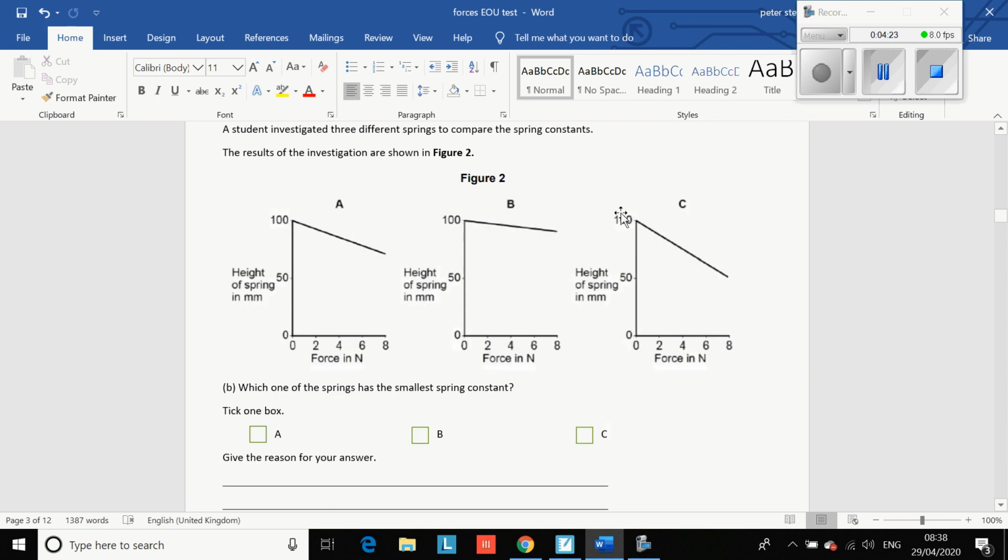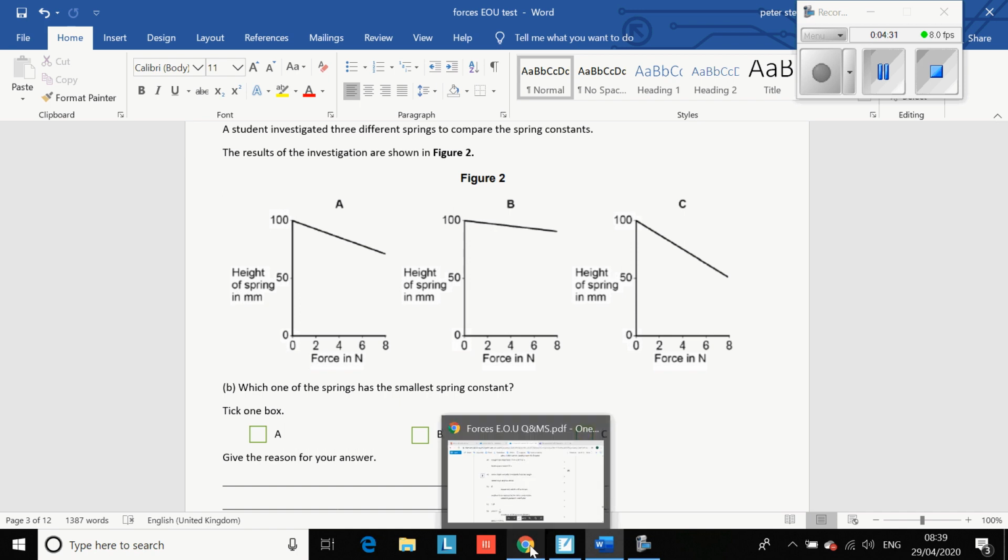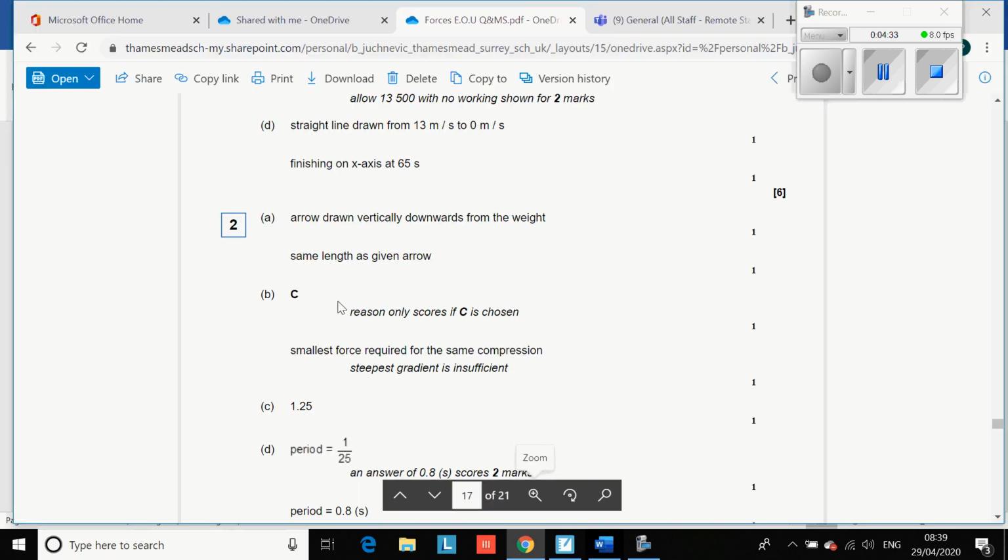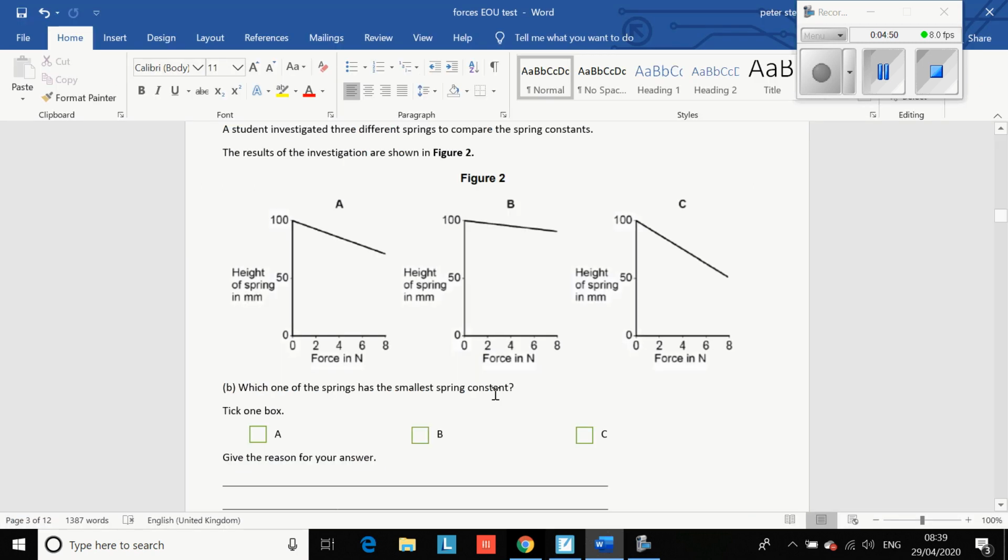See the spring constants, they're all straight line. You've got the force and you've got the height of the spring in millimeters. Which one of the springs has the smallest spring constant? Okay, now it's C, but that only scores if the reason is chosen, because the smallest force required for the same compression. If you said the steepest gradient, that's not going to get you any marks. The smallest force required for the same compression. So let's look at that.